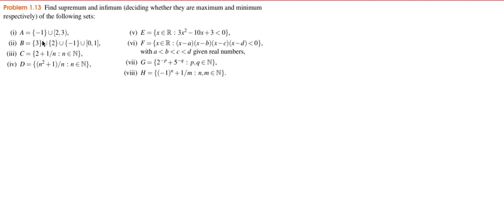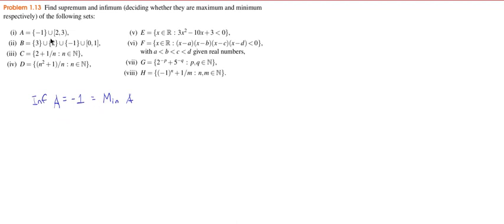It's clear that the smallest number in A is -1, so the infimum of A will be -1. That's the greatest lower bound, and in this case it also belongs to the set, so this is the minimum of A. Or you could think about it the other way: if a set has a minimum, in this case -1, then the minimum is automatically the infimum.